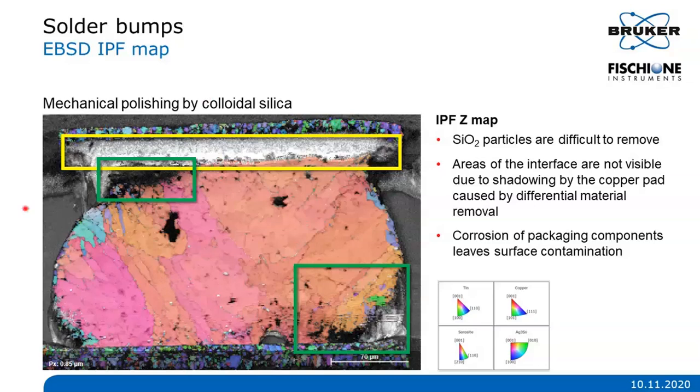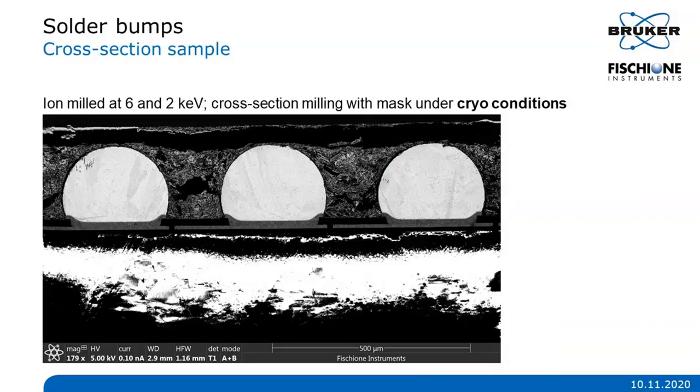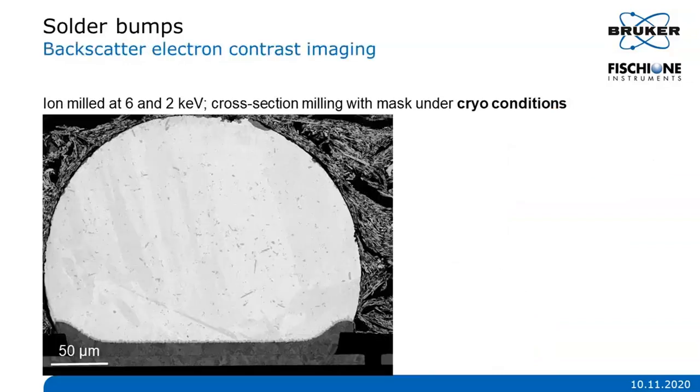The best way to prepare a solder cross-section is using model 1061 with the cross-section configuration, using the mask under the milling condition. You can produce a nice cross-section up to 2 millimeters wide, with several solder bumps cut nicely in half, as you can see here in these images. You can zoom in on any solder bump and start your structural and failure analysis.